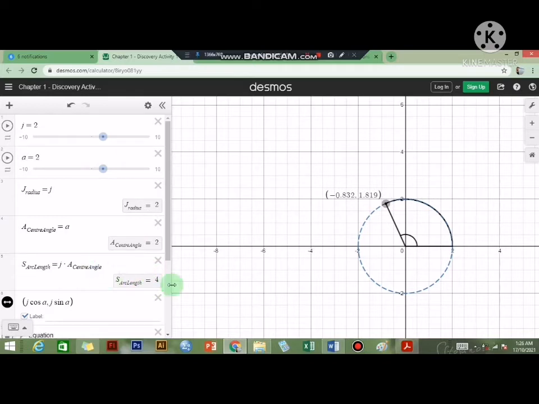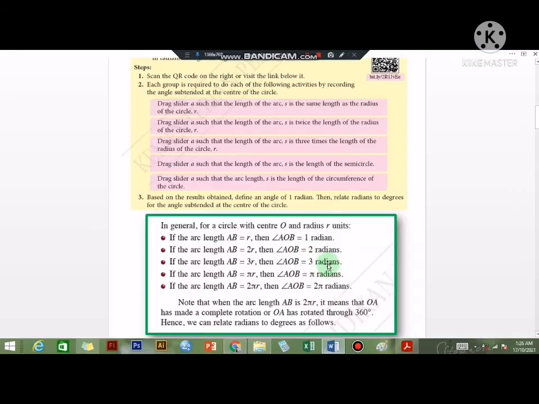If the length of arc is 2r, what happens to the radian, which is the angle? So the angle is equal to 2 radian. Okay, 2 radian. Let's look at this one. If the length of arc AB is equal to 2 times the radius, then our angle, which is in the unit of radian, will equal 2 radian.